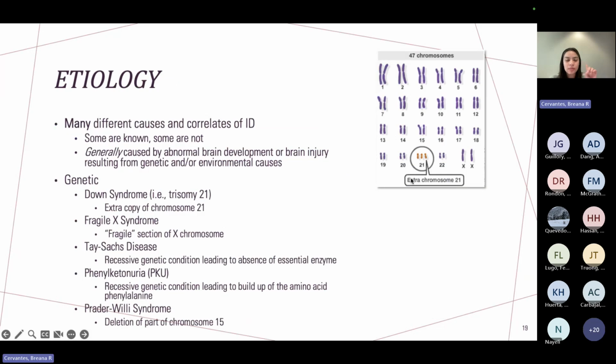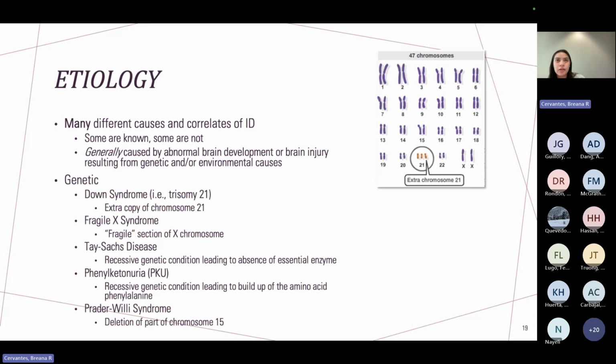Okay. Any questions before I go to etiology? Etiology is like, what are some of the diagnostic starting points? Okay. So there are many different causes and correlates of intellectual disability. We know some, we don't know all.